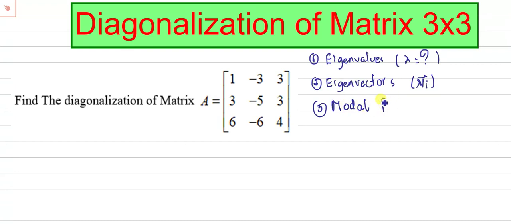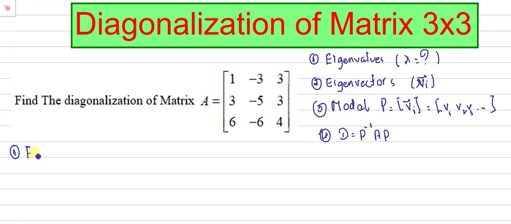And third, we find the modal matrix. The modal matrix is matrix P equal to Vi, or we can write V1, V2, V3. And fourth, the diagonalization of the matrix A is equal to the inverse of the modal matrix multiplied by A and multiplied with the modal matrix.